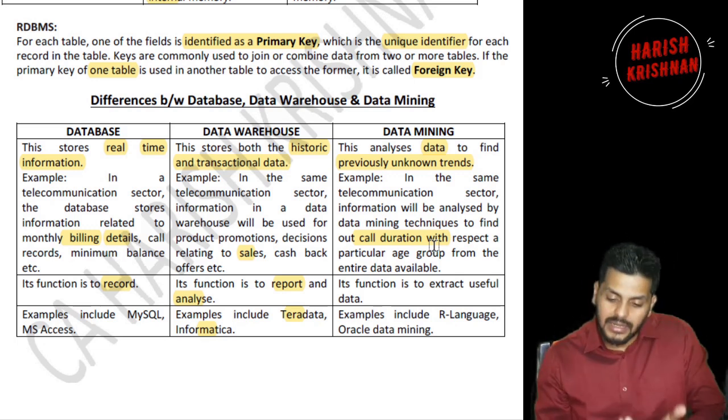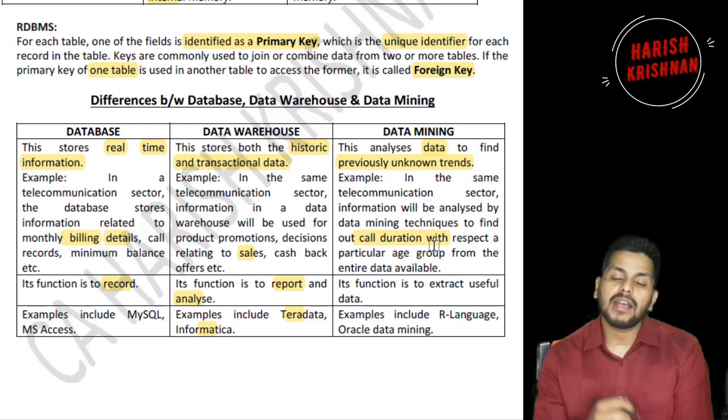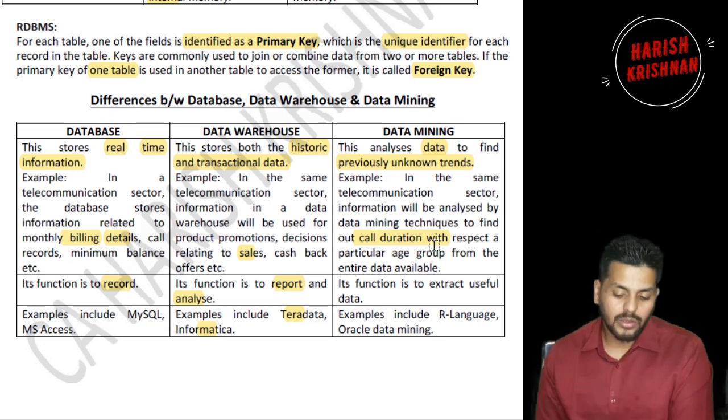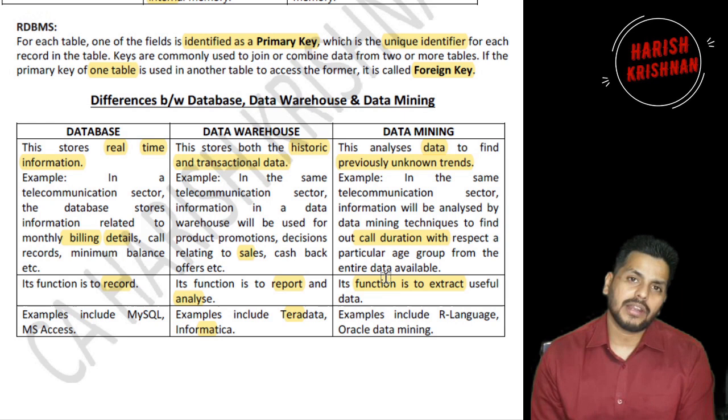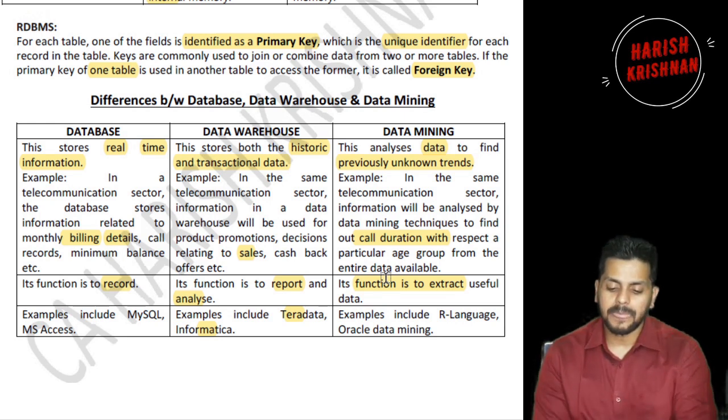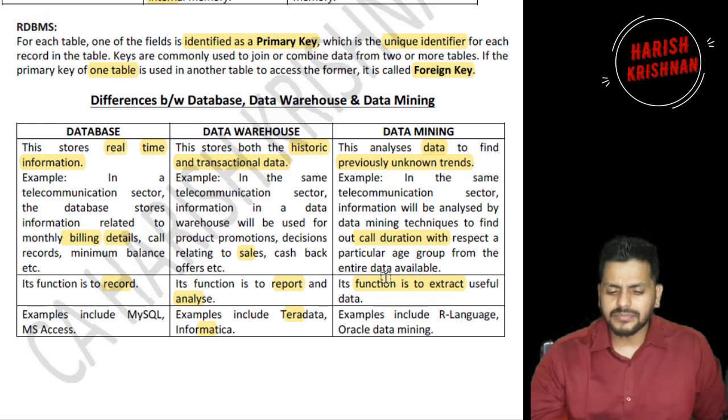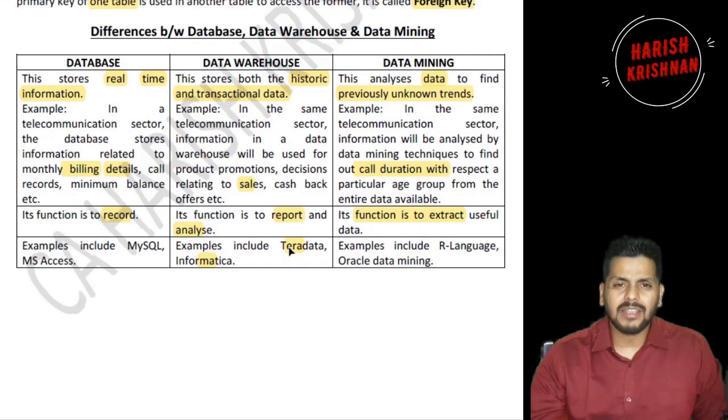How do they do that? They mine the data, analyze the data, and figure out a report. Its function is to extract useful data. So R language and Oracle Data Mining are things you can actually use for this concept of data mining. So that's it, nothing much in the third chapter.